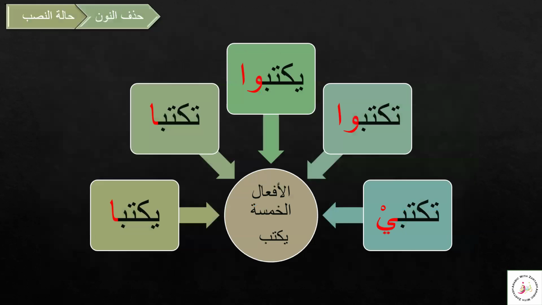See the same chart. Here, this is afal al-khamsa: yaktubu, yaktuba, taktuba, yaktubu, taktubu, taktubi. Here, all the dropping of the noon is happening. The hasfin noon is happening here for the state of nasb. We know that for waw jama, when we drop the noon, we put this alif al-farqa to differentiate it from the waw asliya. And we have already done that one.